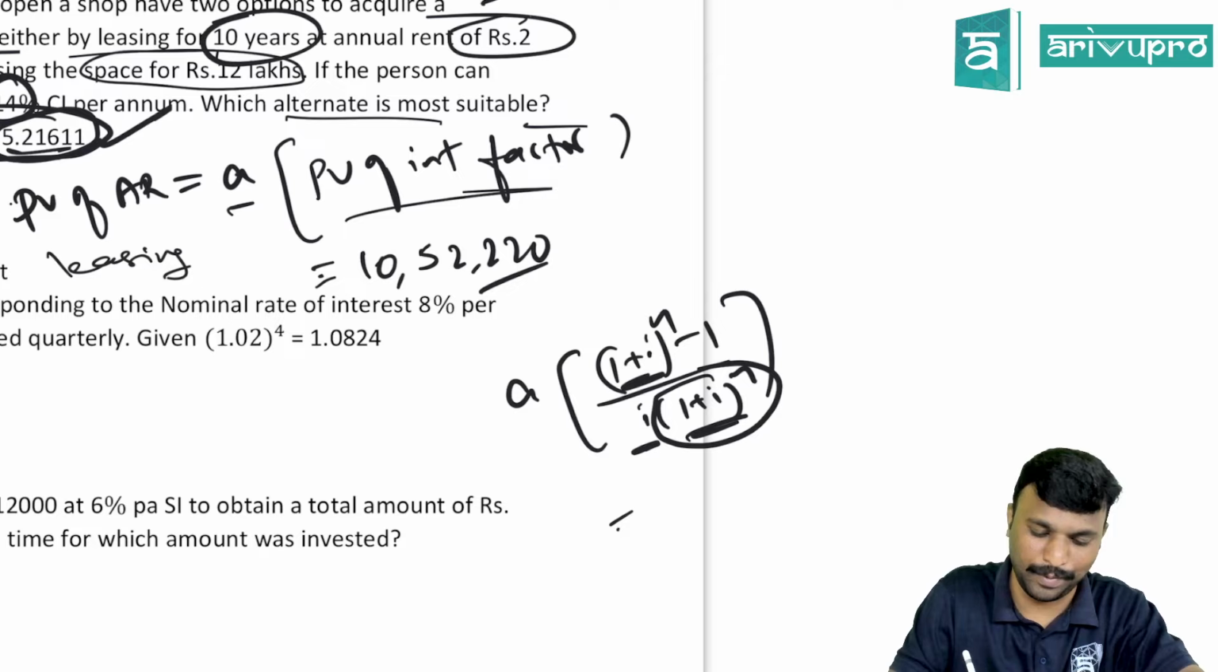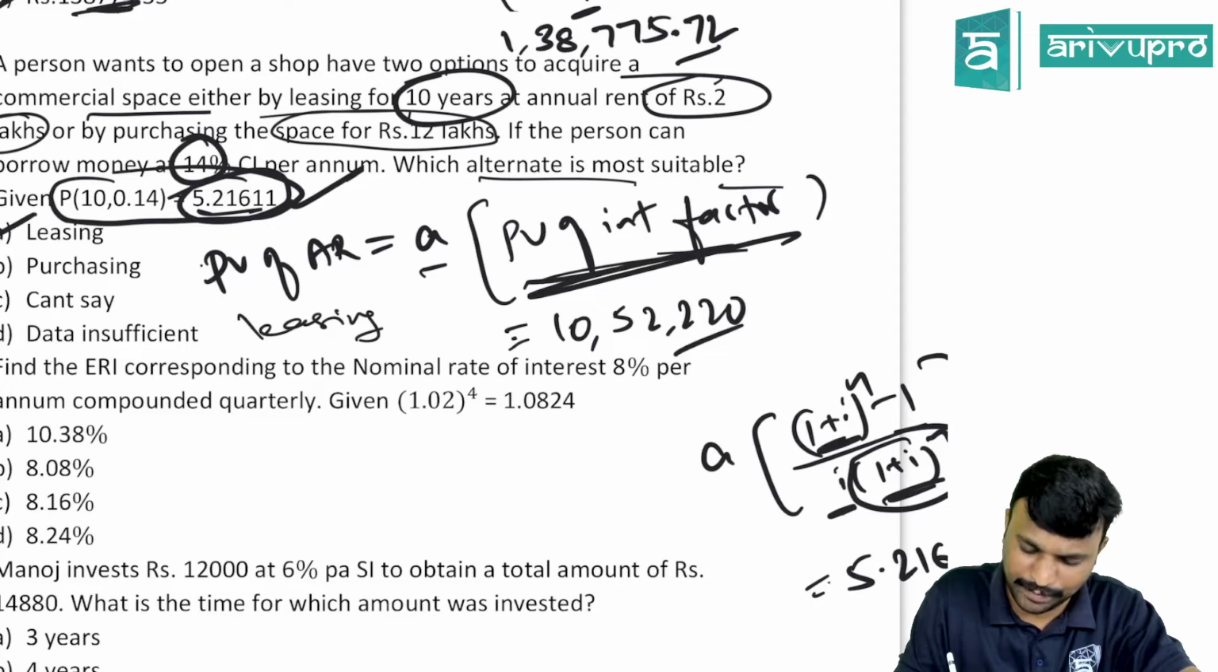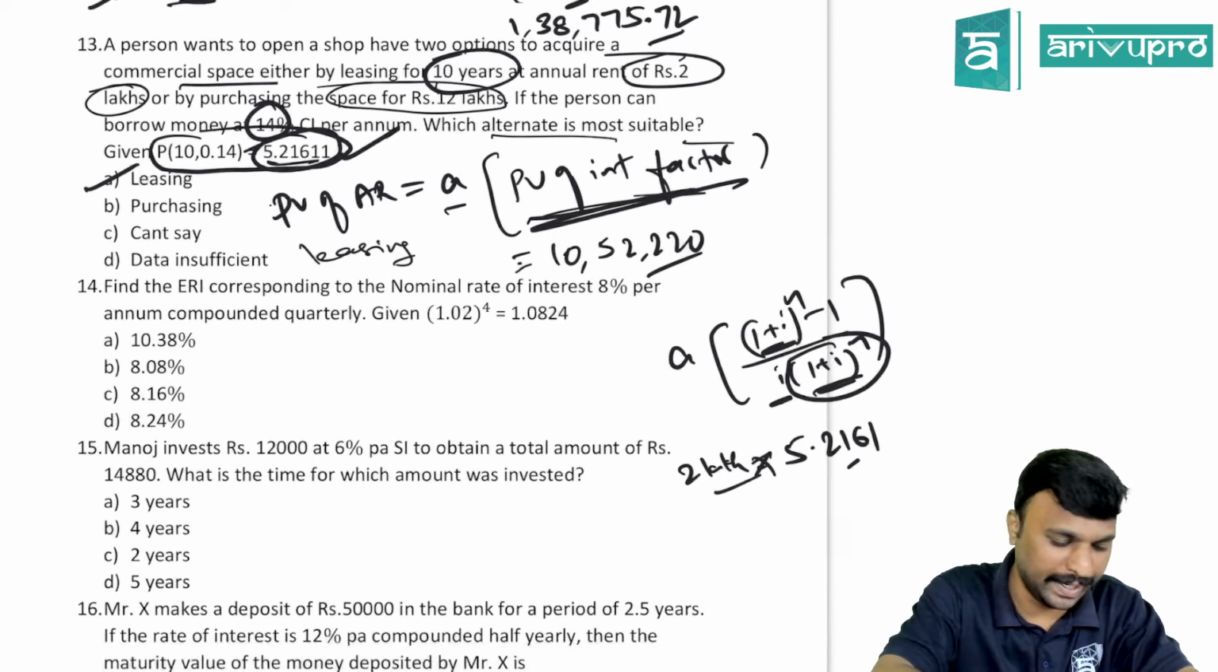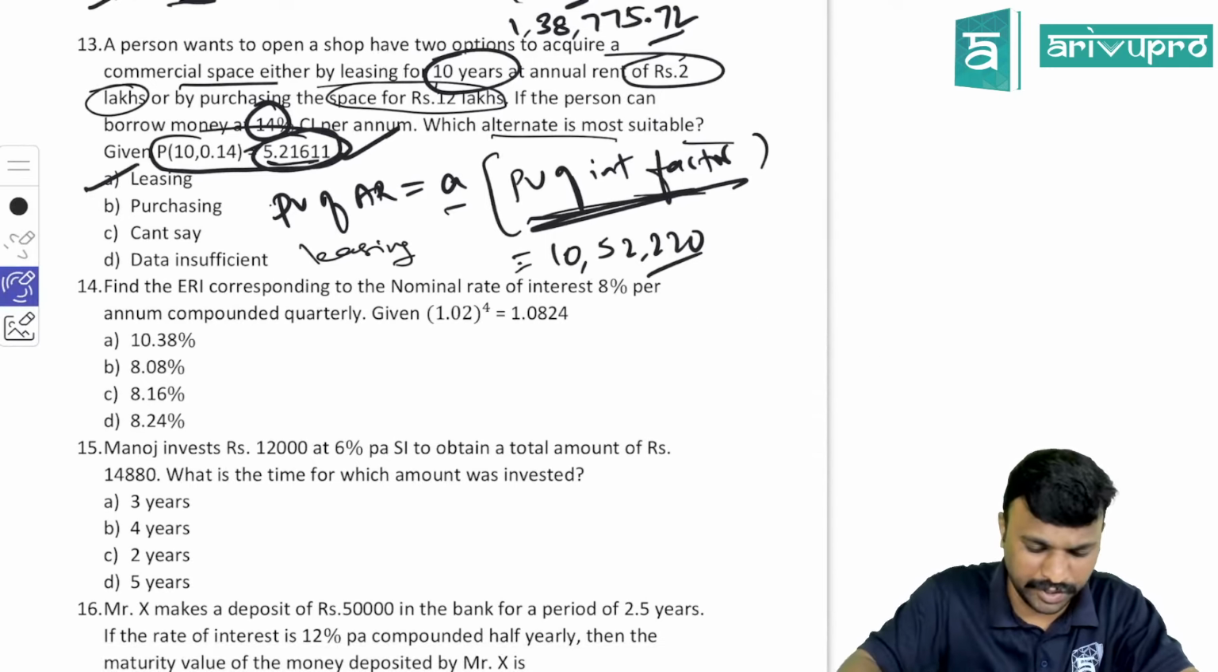So you get 5.2161. That means it is nothing but the present value of interest factor only. So you just have to multiply that with 2 lakhs. So you get 10 lakh 52,220. Hope you understood. Right? So let's move on to the next question, question number 14.